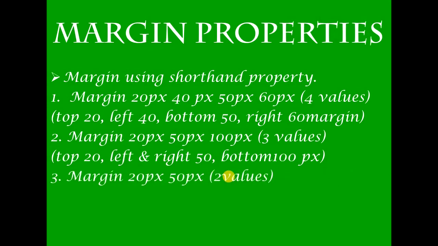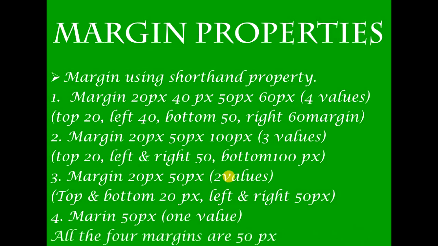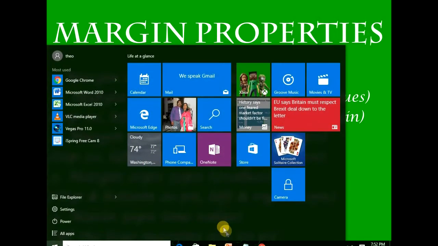Third is margin: 20px 50px. Two values. So top and bottom 20 pixels, left and right 50 pixels. Fourth, margin: 50 pixels. Only one value. It means all the four margins are of 50 pixels. Let's see it with an example.